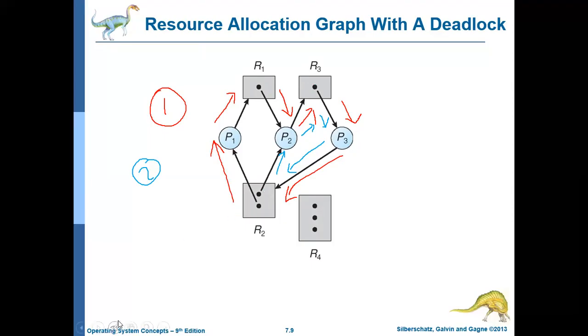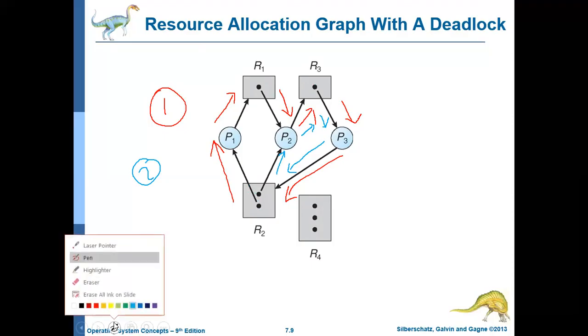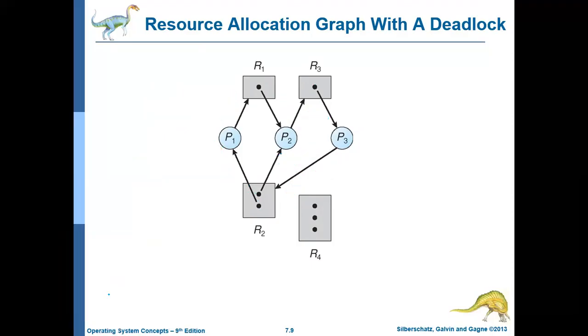But how can we confirm whether there is a deadlock or not? In this case, it is surely a deadlock because none of these instances were free. Even though R2 contains two instances, these instances were not free. It is already allocated.